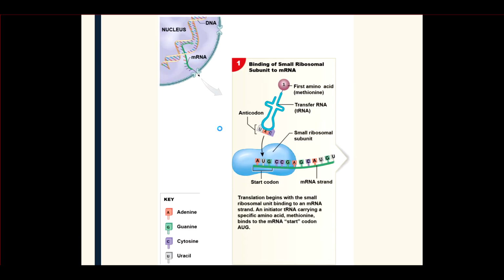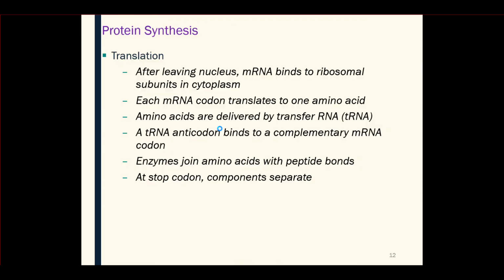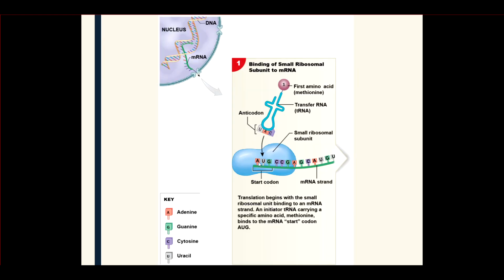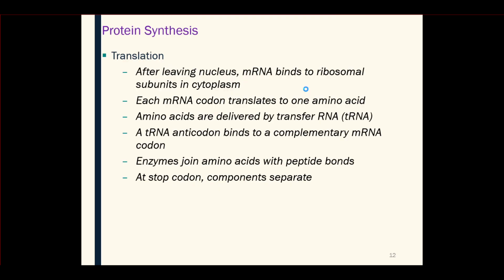Okay, so let's go back to the notes for a second. Just making sure we got everything. Right, so after leaving the nucleus, again, the messenger RNA leaves the nucleus through the nuclear pore. The messenger RNA binds to the ribosomal subunits. Again, it starts with the small subunit first, and then the large subunit is going to come down after. Each messenger RNA codon is going to translate to one amino acid. So this word translation is just this process here where the language of the DNA is going to turn into the language of the amino acids, right? So we're just kind of telling what amino acid should go into sequence here.